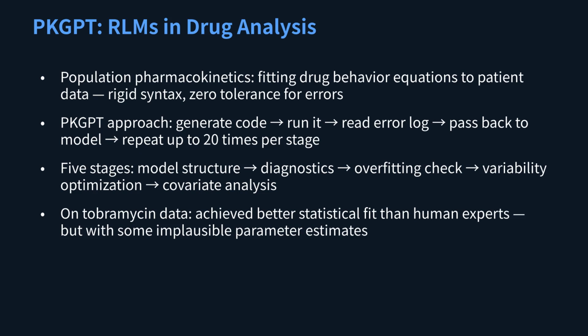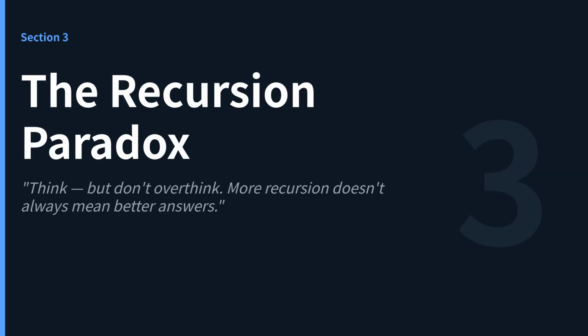PKGPT's approach was to run the code, read the error log, pass that back to the model, and repeat up to 20 times per stage across 5 stages of analysis. It's the RLM pattern exactly. Execute, observe results, adjust. In testing on the antibiotic tobramycin, PKGPT actually achieved a better statistical fit than human experts, though with some parameter estimates that were physiologically implausible, which is an important caveat. But here's where it gets complicated.